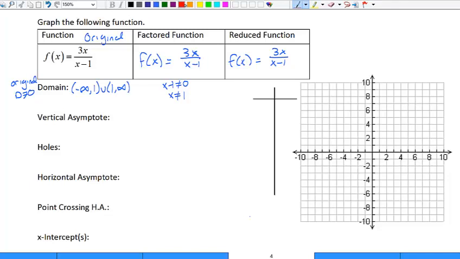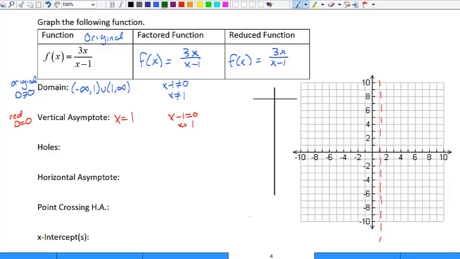To get the vertical asymptotes, I set the reduced function denominator equal to 0. Well, the reduced function and the original in this case happen to be the same, so x minus 1 equal to 0, so x is equal to 1. The vertical asymptote is written as x equals 1, which is a vertical line. And I'm going to go ahead and draw that right on my graph right now as well.